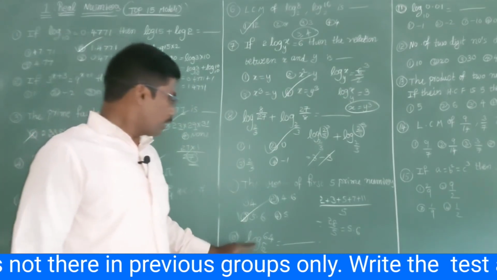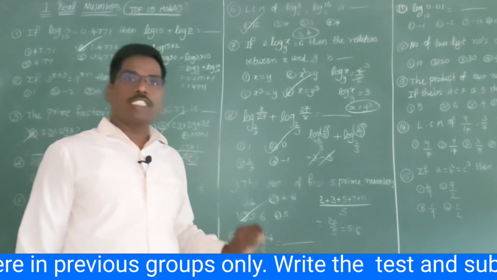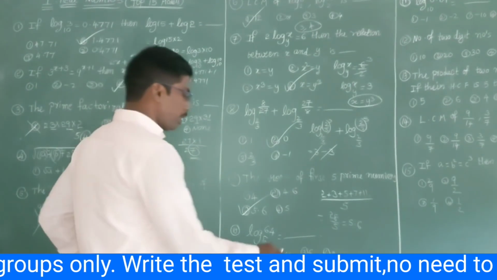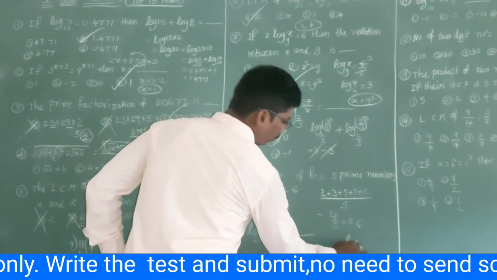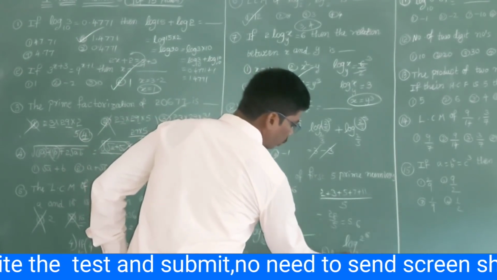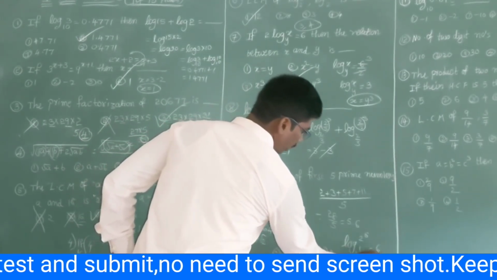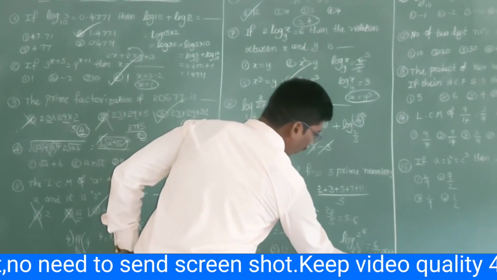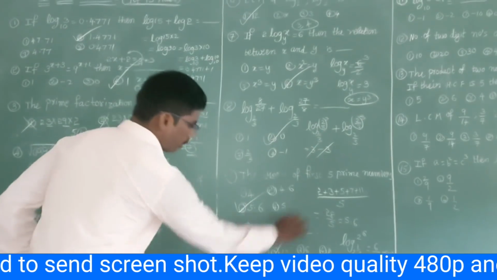Next, log 64 base root 2. You have to write everything in base 2 powers. Log 2 power 6 base 2 power 1 by 2, that is equal to 6 divided by 1 by 2, that is equal to 6 into 2, that is equal to 12. 6 2s are 12. So second option.